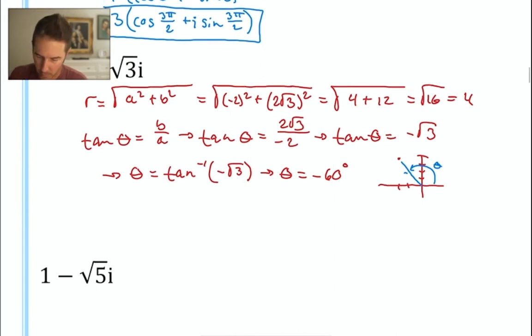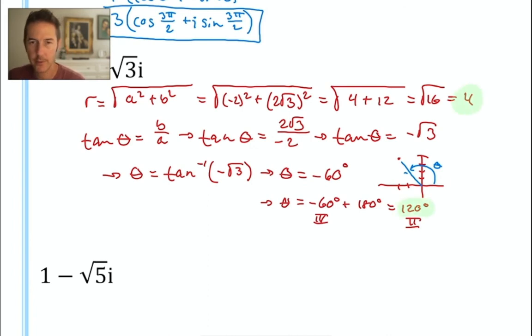So let's put one more arrow underneath here and say that theta really needs to equal negative 60 degrees, which is in quadrant 4, plus 180 degrees, which equals 120 degrees, which is correctly in quadrant 2. Nice. So we have our r value of 4, we have our correct theta value of 120 degrees, and we can finally write our complex number in polar form.